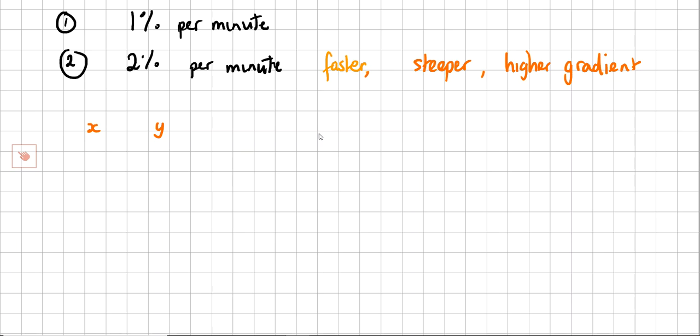If X is going to be our time, Y is going to be the percentage of charge. Okay? Starting at 0 minutes, the phone might be dead, like 0%.